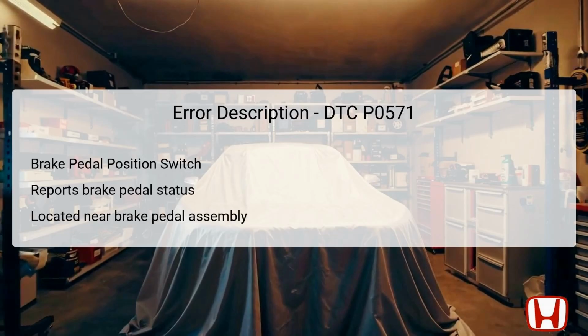The brake pedal position switch is a key component that reports the position of the brake pedal to the PCM. Its primary role is to indicate whether the brake is applied or released, which is vital for various vehicle functions, such as disabling the cruise control and illuminating the brake lights. The switch is typically mounted near the brake pedal assembly, ensuring accurate signals can be communicated.